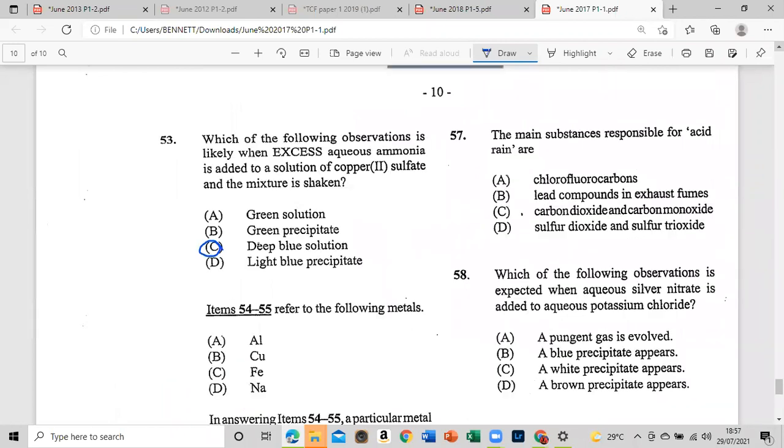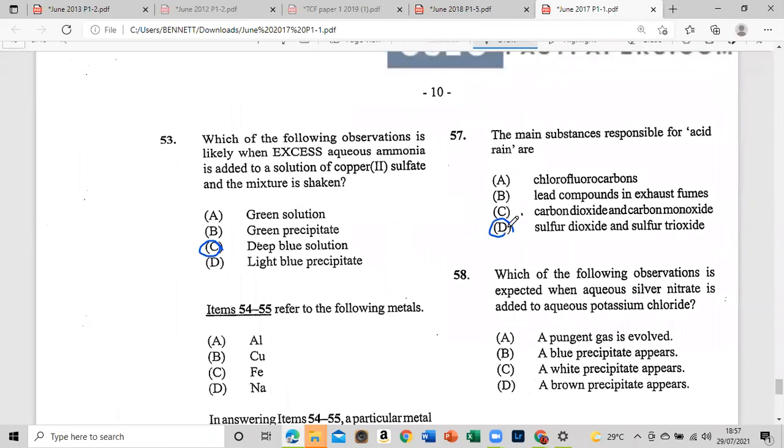The main substance responsible for acid rain. This is a repeat. And the answer to 57 is sulfur dioxide and sulfur trioxide. I did this one earlier.